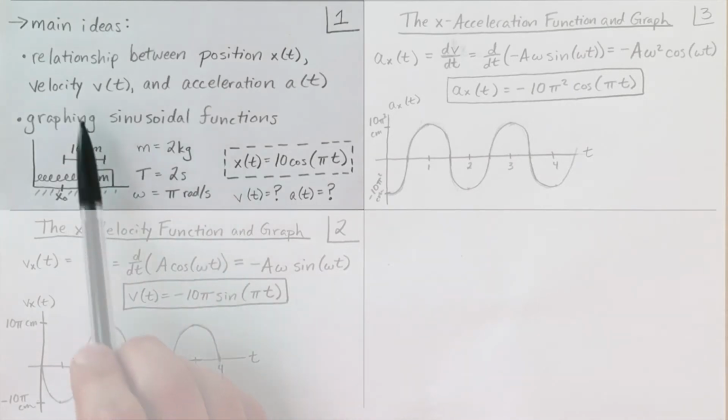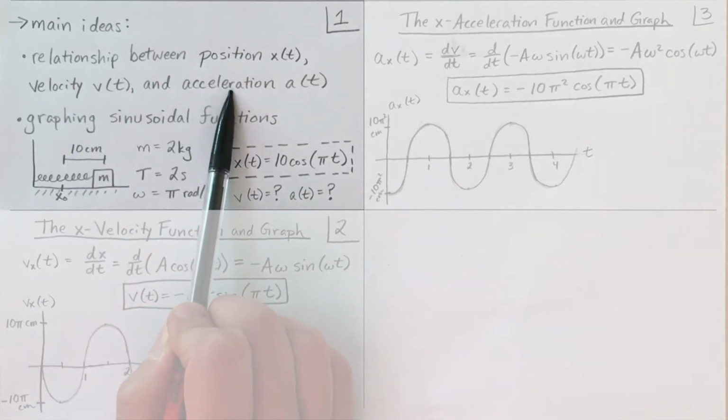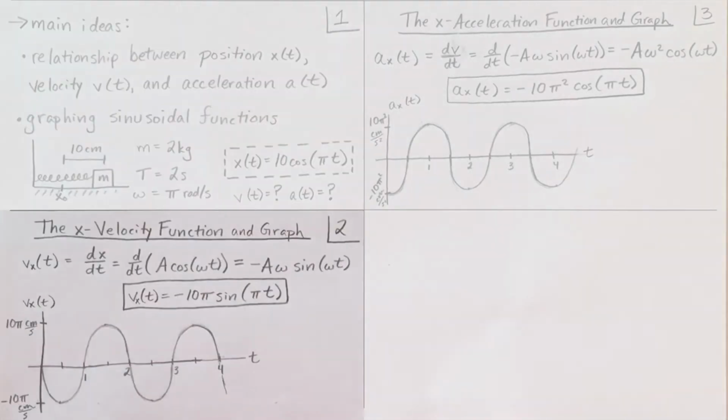In order to do so, we need to understand the relationship between position, velocity, and acceleration, and we need to know how to graph sinusoidal functions. The function which describes the velocity of an oscillating object is negative A, which is the amplitude, times omega, which is the angular frequency, times sine of omega t. This expression is derived by taking the derivative of the position function.